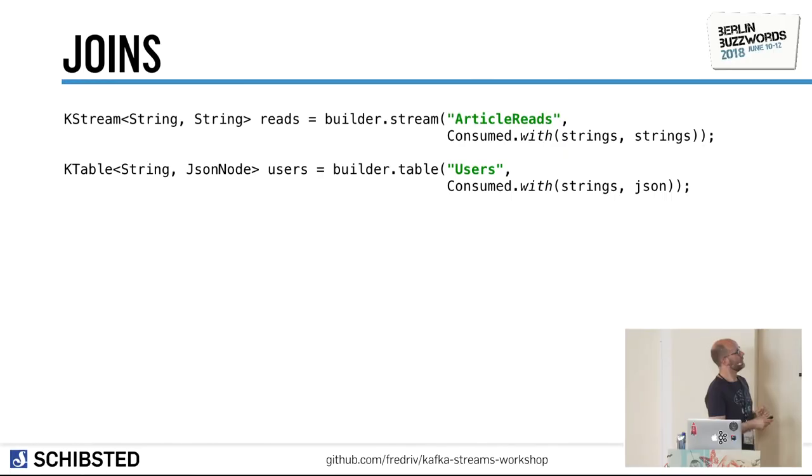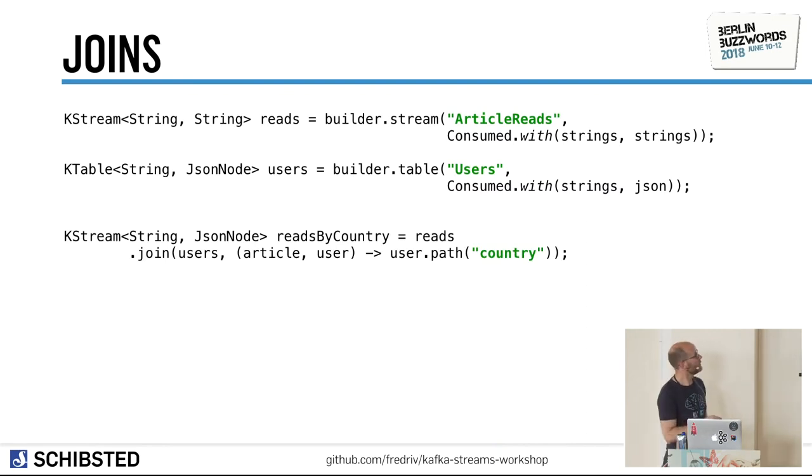So let's dive into a short example here. Staying on the same topic with the news articles, I have a set of click events, essentially, articles being read, and I have some information about my logged in users in a table. So I want to join these two together to enrich these article or click events with some more information.